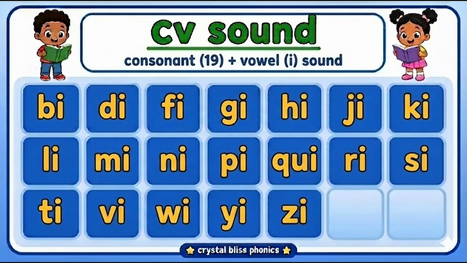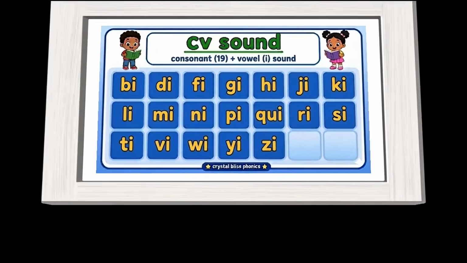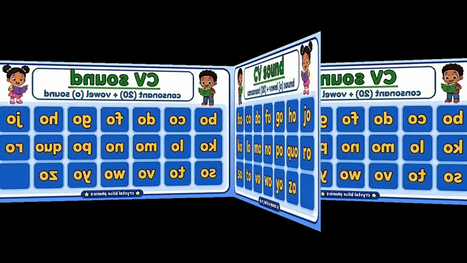Great job. You can go through these vowel sounds and study the blends again before you move on to the next vowel. So the next vowel is o.